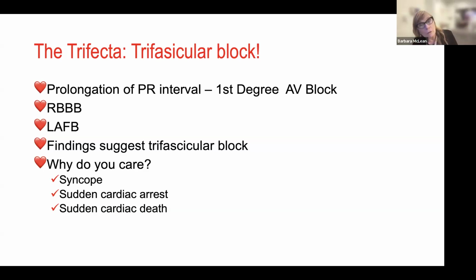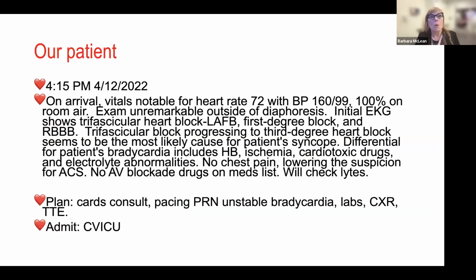All you had to do was really look at the EKG and understand it to know why your patient is at risk. So this is the patient whose EKG we just looked at, and this patient is admitted to the emergency department with a heart rate of 72, blood pressure 160/99, and 100% sat on room air. He's quite diaphoretic, and they do that EKG. He's got first-degree AV block, left anterior fascicular block, and right bundle branch block. The worry is that he comes in because he's had multiple syncopal episodes. Ding, ding, ding. This patient is at risk for complete heart block.